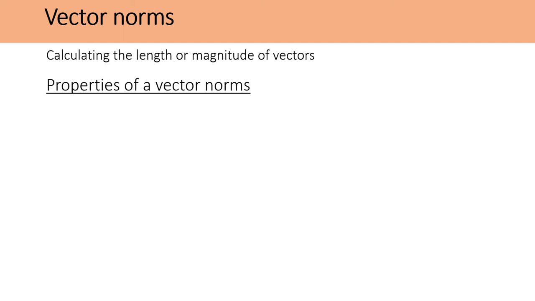Vector norms have some properties which include: 1. If you find the norm of a vector, say S, it should be greater than 0 for all non-zero vectors, and if you are getting 0 as your answer, it means the vector is a 0 vector.